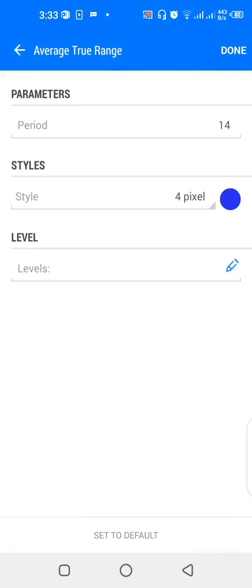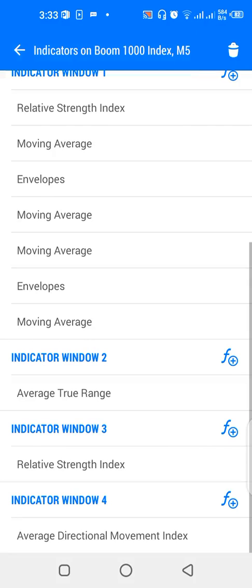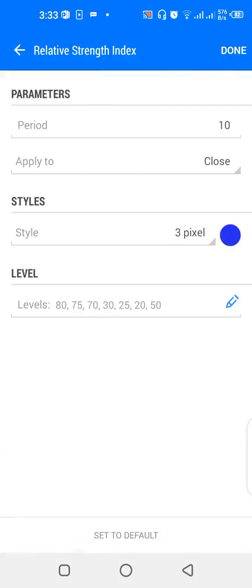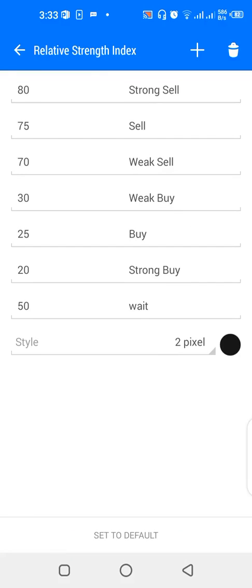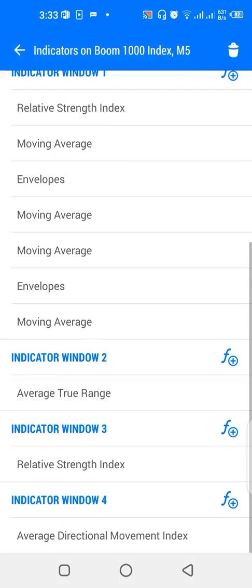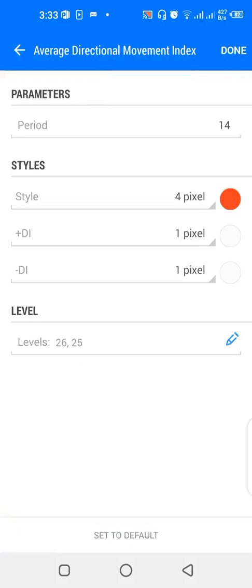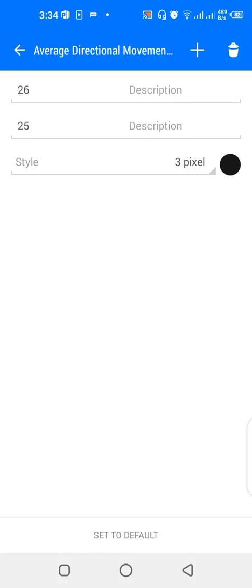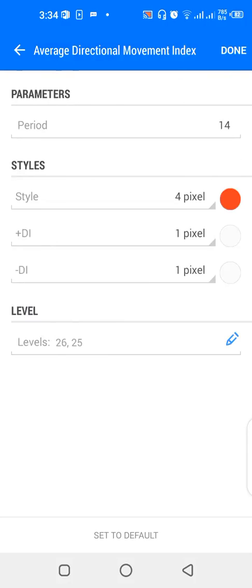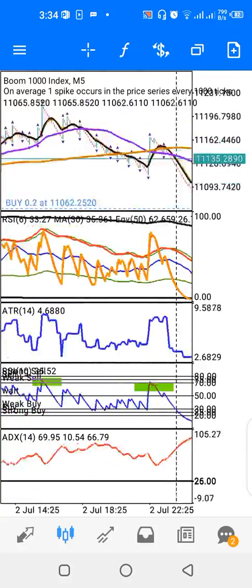Now indicator window 2 is the ATR indicator, and the period is 14 and the color is blue. Then indicator window 3, which is the RSI indicator, the period is 10, apply to close, color is blue. Looking at the levels, we have 80, 75, 70, 30, 25. Then we have 50, we also have 20, the color is black. Then the last indicator window, we have average directional movement index. The period is 14, color is red. Now the levels, we have 26, 25, and the color is black. So that's that for the parameters.